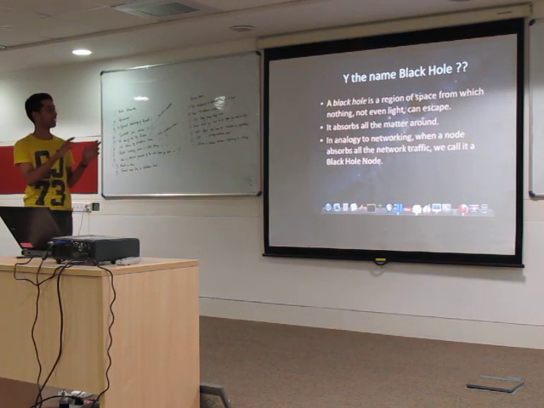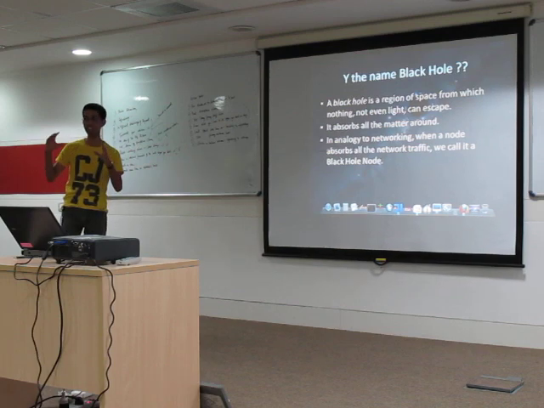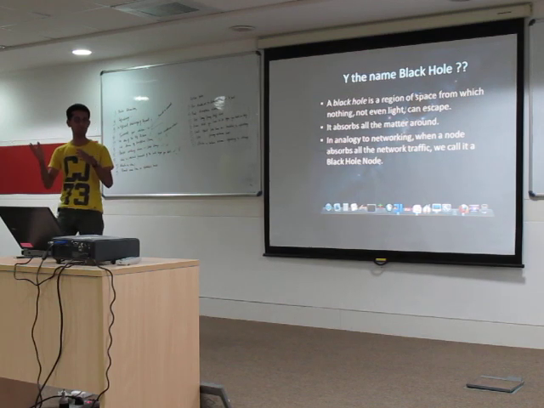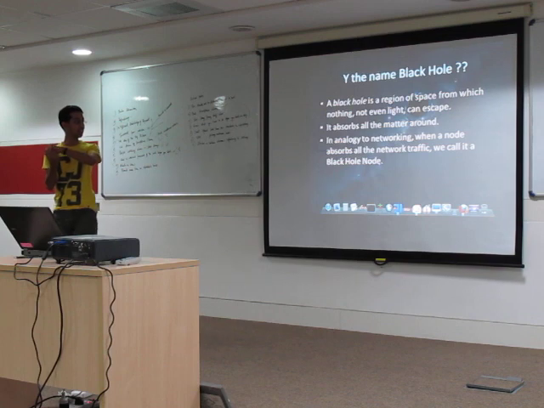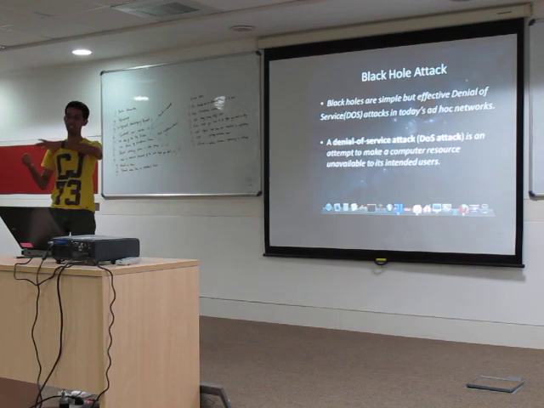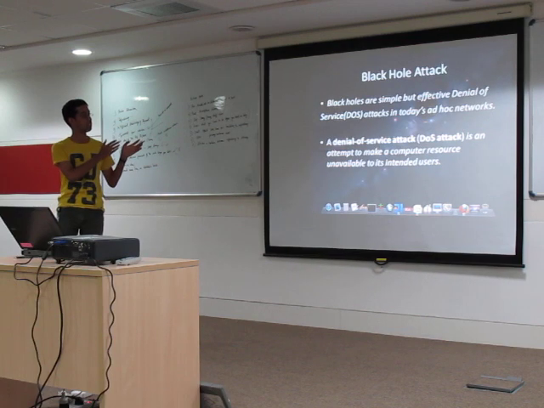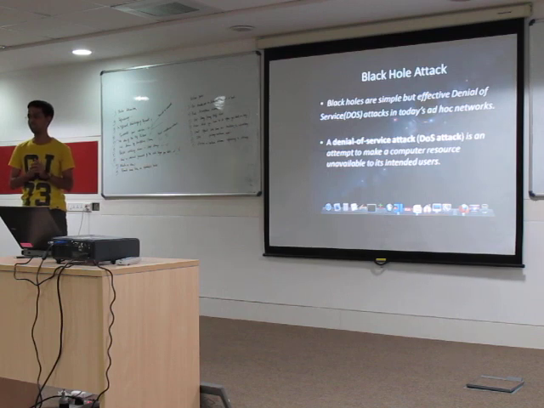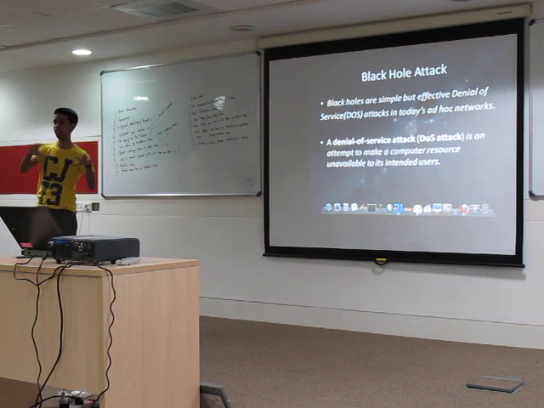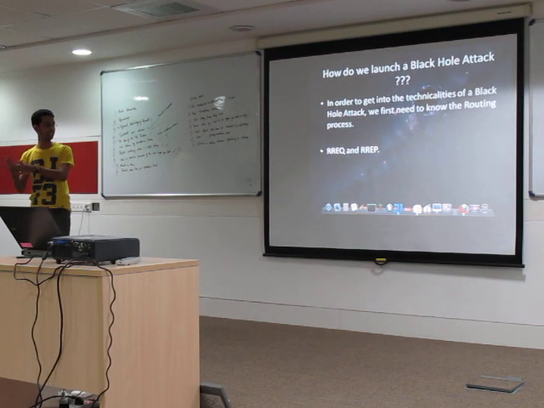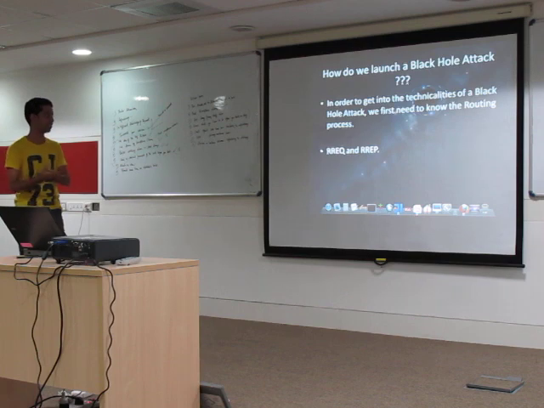Why the name black holes, and what exactly is a black hole attack? First of all, a black hole is basically a region of space where nothing can escape, not even light. In analogy to networks, when there is one particular node that absorbs all the traffic around into itself, that is called a black hole node, and this scenario is called a black hole attack. To be more technical, it's a simple denial of service attack, simple but effective. By denial of service, I mean one node or a set of nodes disrupts the services that are usually given, and in this case the service is the usage of the network. The network goes down when someone launches a black hole attack.